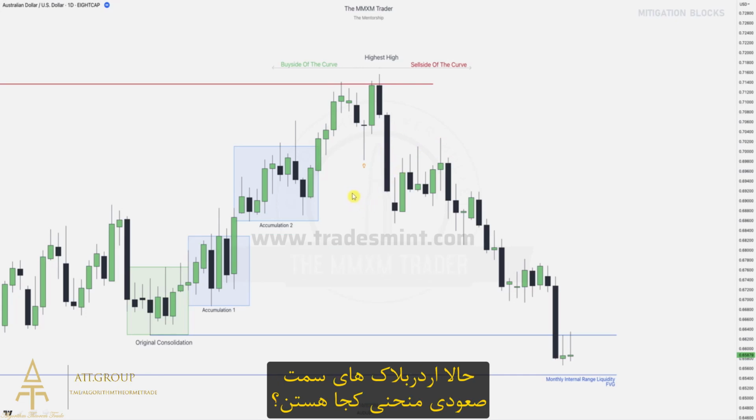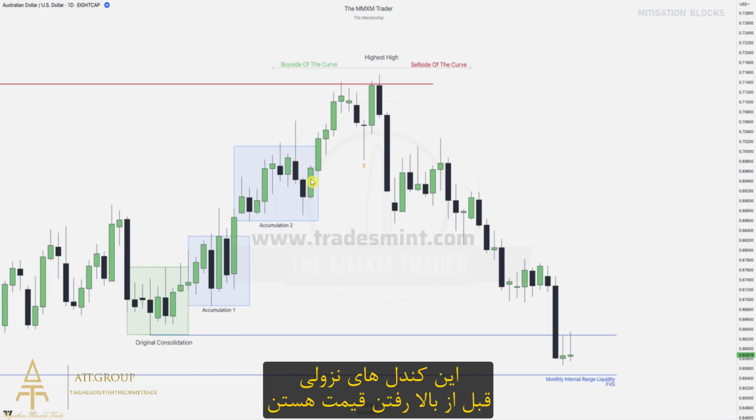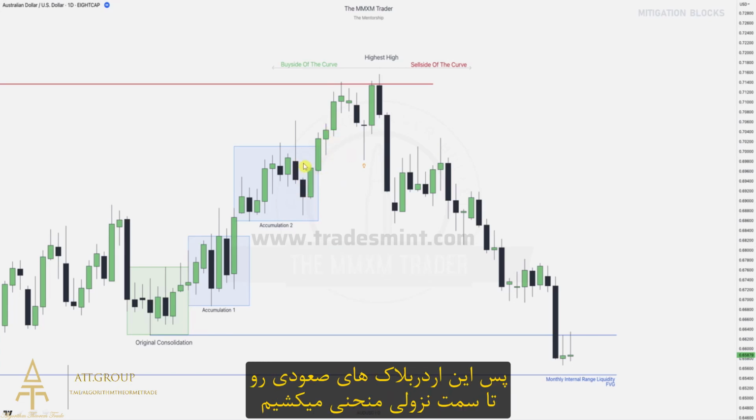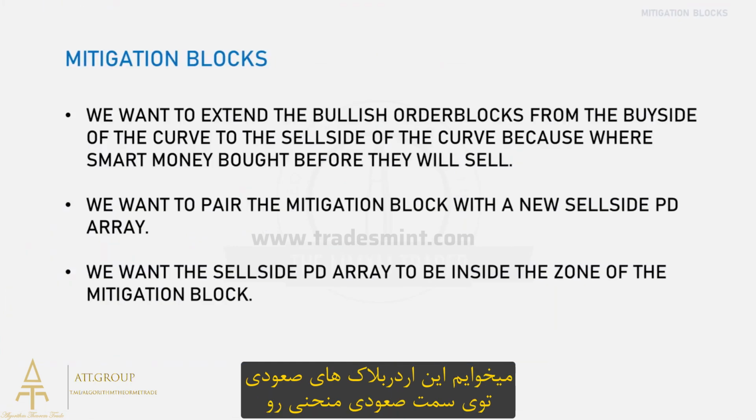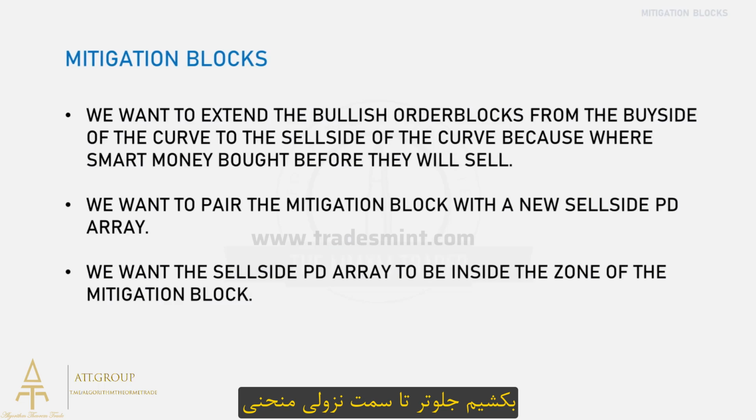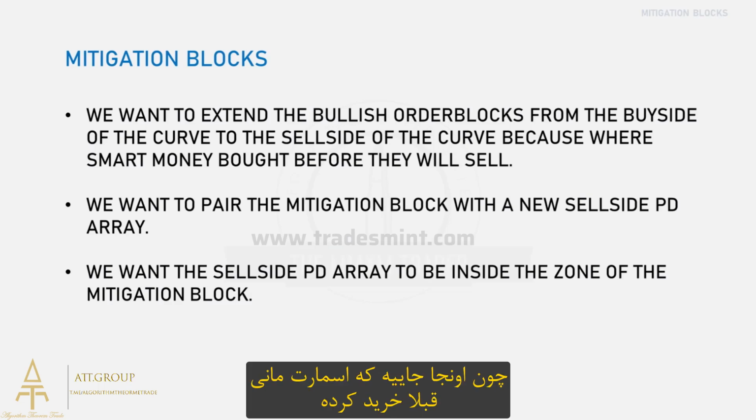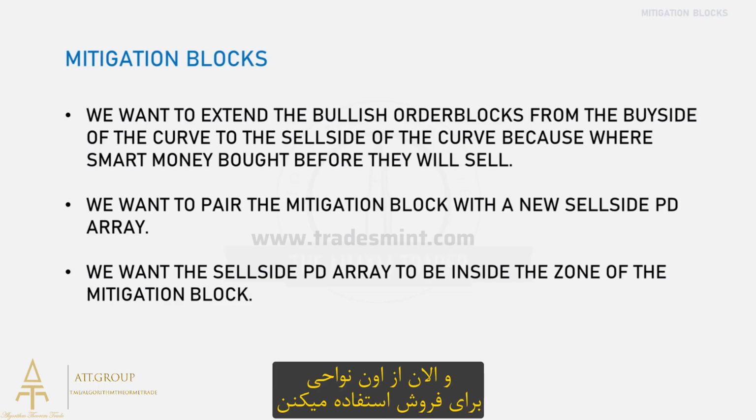Now, where are the order blocks on the buy side of the curve? Those down close candles, right? Before price moves up. So we're going to outline those bullish order blocks to the sell side of the curve. So we want to extend the bullish order blocks from the buy side of the curve into the sell side of the curve, because that's where smart money bought before, and now they will use that to sell.